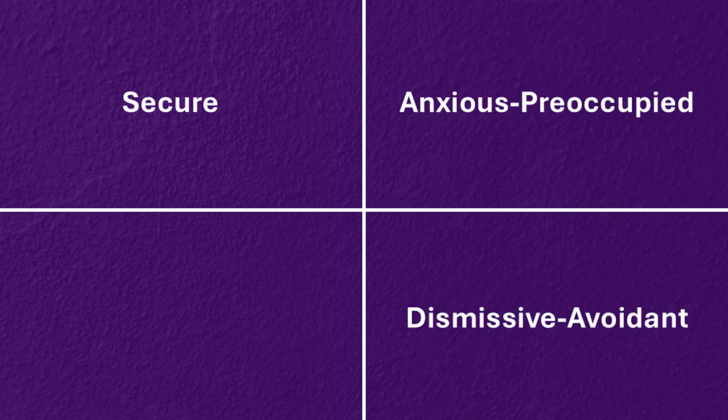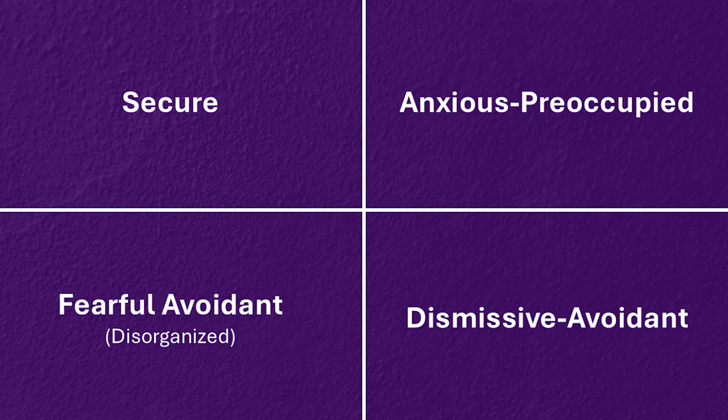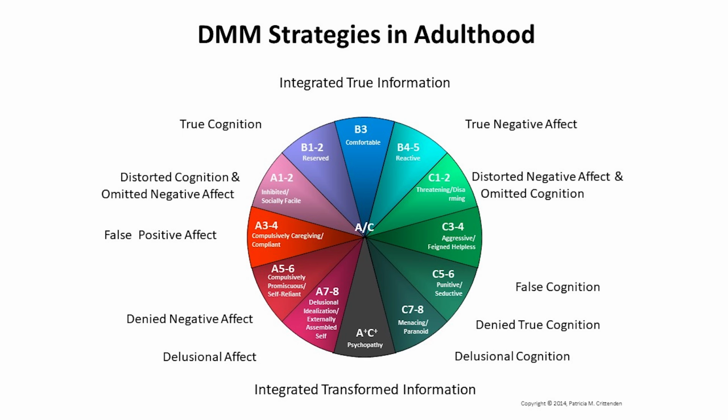You have 4 basic attachment styles. You have secure, anxious preoccupied, dismissive avoidant, and fearful avoidant, which is sometimes called disorganized attachment. DMM reframes this. Instead of 4 boxes, it shows us a continuum of strategies, all adaptive in their original environment, and it drops disorganized altogether. All strategies are organized strategies for staying safe. So what changes in DMM is that strategies are not fixed types, but information processing strategies that manage threat.